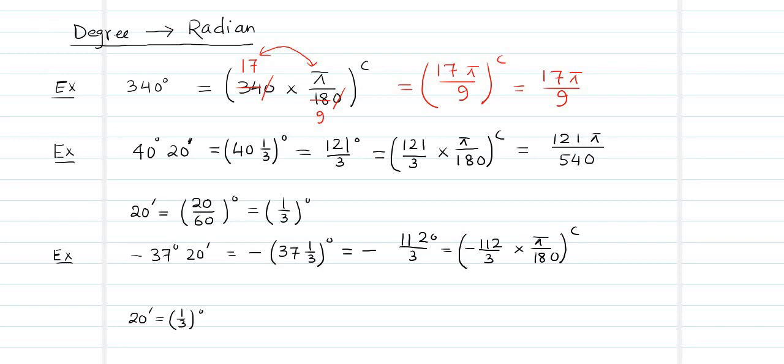Now a little bit of calculation. This can be 45 if we cancel it by 4. This will be 28. So that is same as minus 28 pi by 135. So this is the required radian measure of the corresponding degree measure.